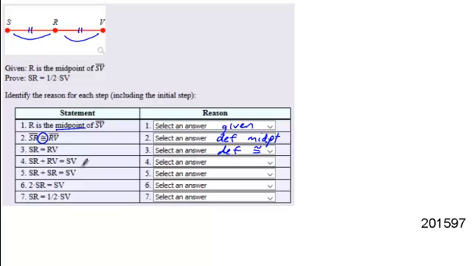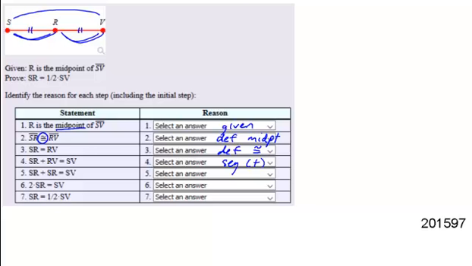So when we come back, statement 4 does fit the structure of segment addition, so let's test it and see if it is. Is it SR plus RV is equal to SV? Is that the sum of the parts equals the whole? Yes, so we can identify this as segment addition.